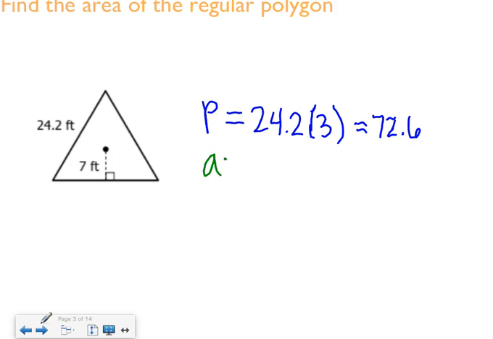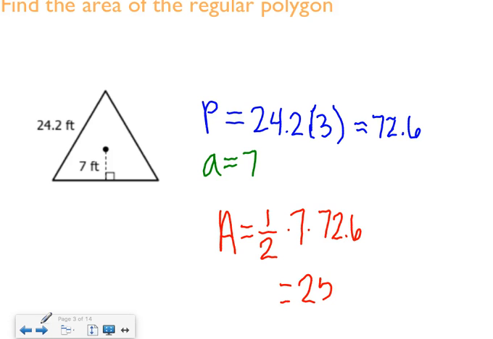Okay, now our little A stands for apothem. Do I know what that is? Yeah, it's just 7. If I plug into our formula, it's half times our apothem times our perimeter. The answer is 254.1? Is that it? That's it.